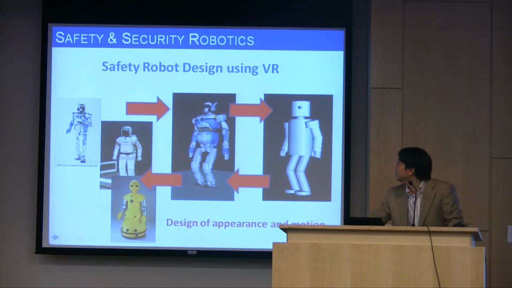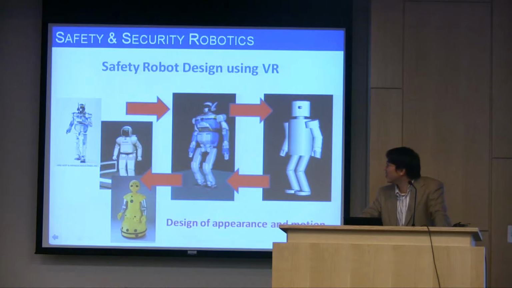Okay, so next, this is another topic. There are many humanoid type robots in the world, and this is HRP2, or ASIMO, or Wakamaru, or also Asada Sensei has many humanoid robots, the Akachan robot, a baby robot.